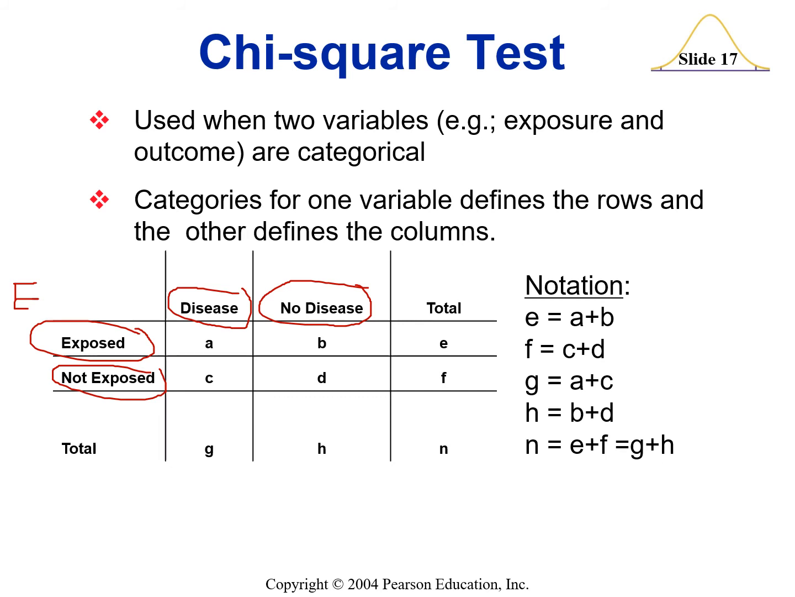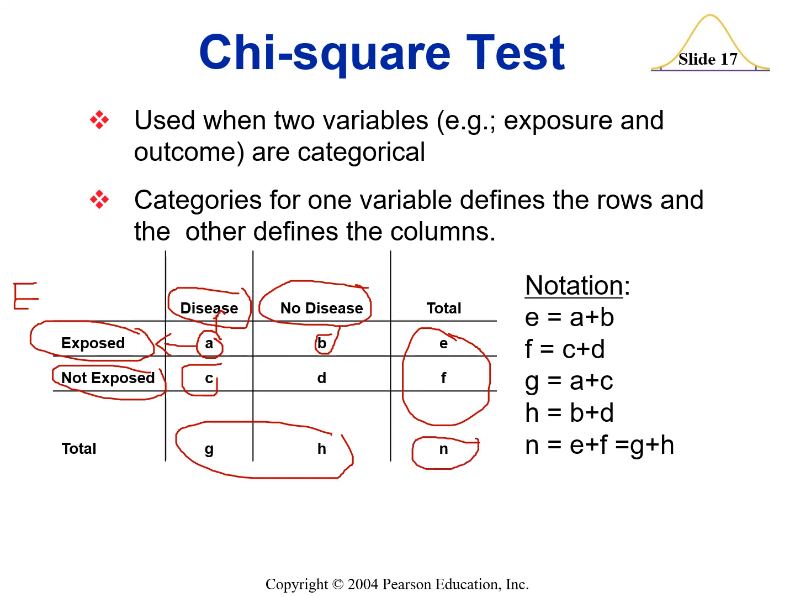So A, for example, is the count or frequency of individuals exposed and at the same time diseased. B is the frequency of exposed and no disease. C, not exposed and diseased. And D, not exposed, not diseased. E and F represent totals of rows. G and H represent totals of columns, and N is the grand total, which is E plus F or G plus H.